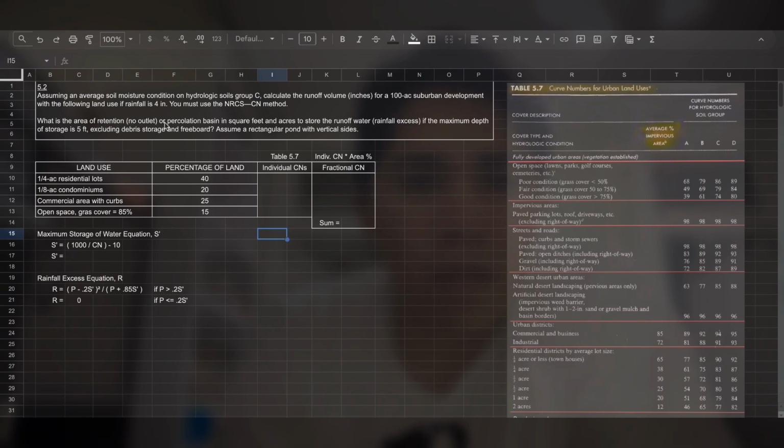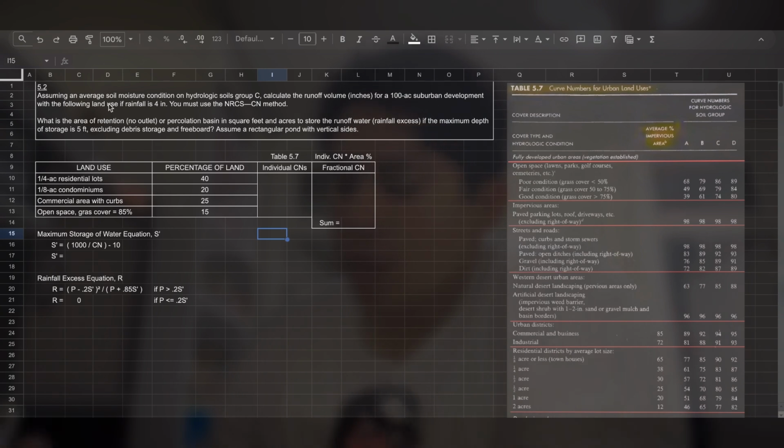This is not an outlet, it's a retention basin, also called a percolation basin, in square feet and acres to store the runoff rainfall excess if the maximum depth of storage is 5 feet, excluding debris storage and freeboard. Assume a rectangular pond with vertical sides. Okay, so a few things we need to notice.